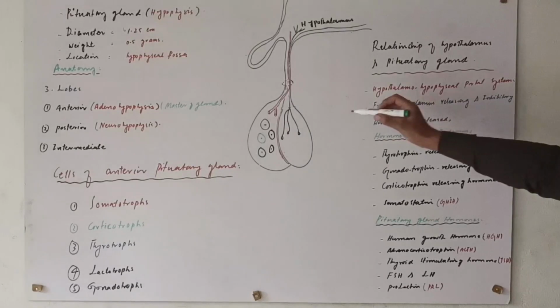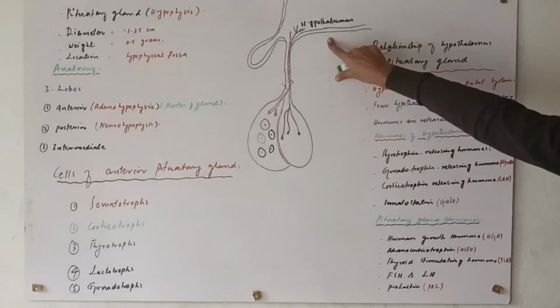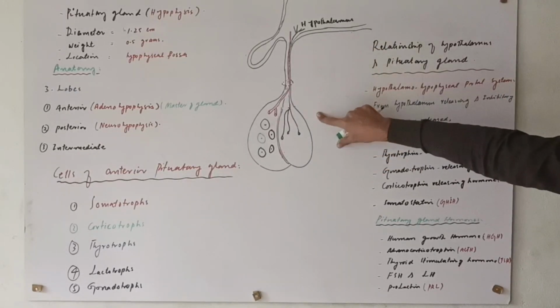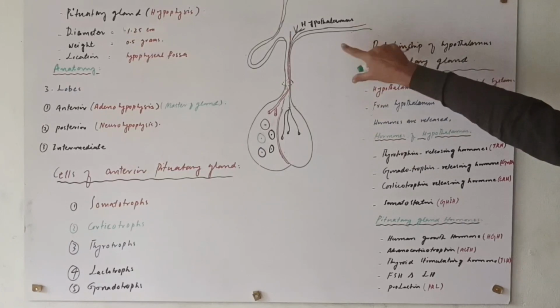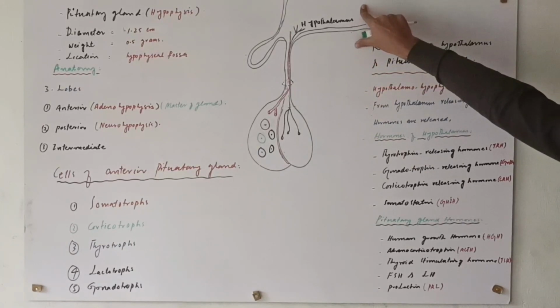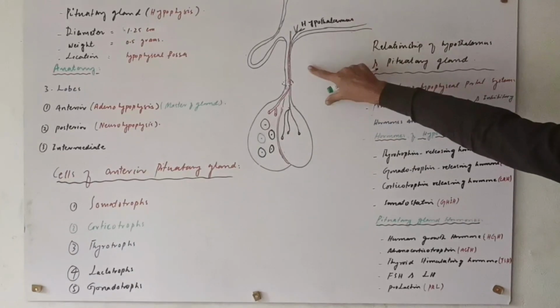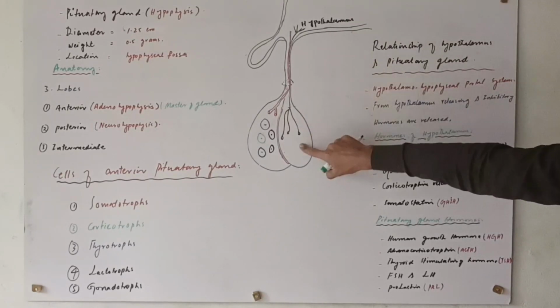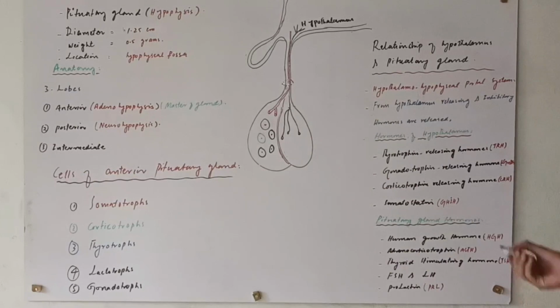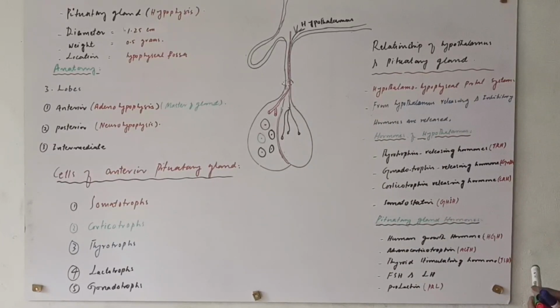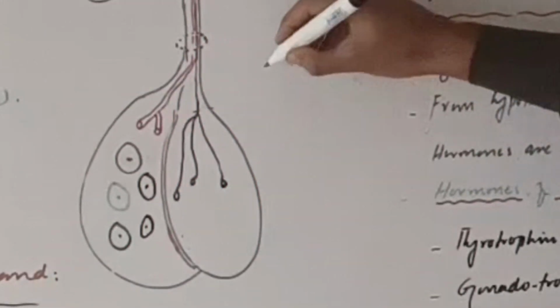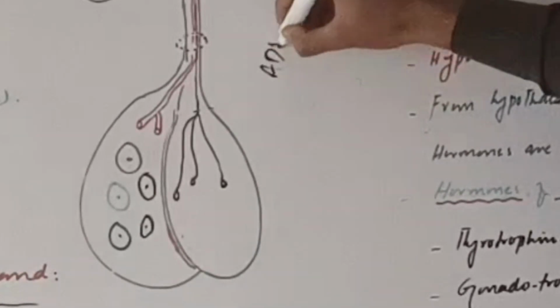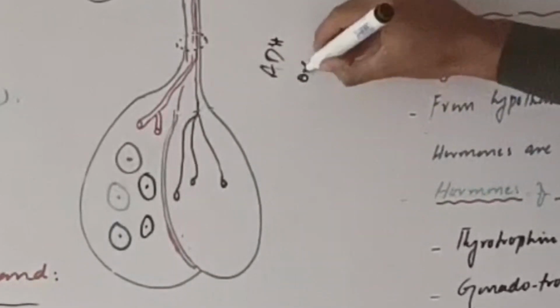Now the hormones of the posterior pituitary gland. The posterior pituitary gland is actually the extension of the hypothalamus. So the hormones are actually formed here in the hypothalamus. These hormones then come into the posterior pituitary through the nerves. These are then secreted into the body. So the hormones of the posterior pituitary are ADH and oxytocin.